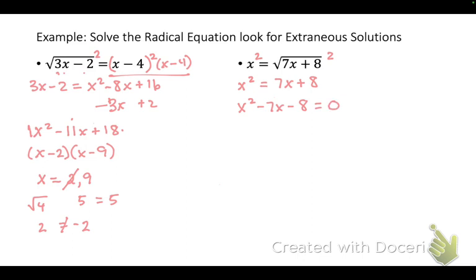Okay? So factors of 8 that have a difference of 7. Factors of 8: 1 and 8. 4 and 2. No. No, 5 and 3. No. 5 times 3 is 15. 8 and 1. Negative 8 and 1.